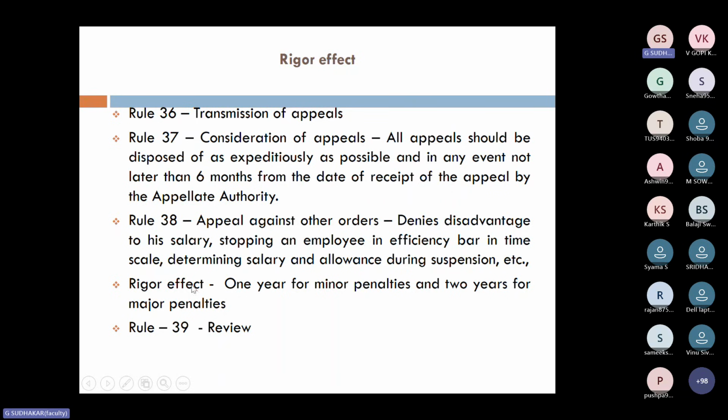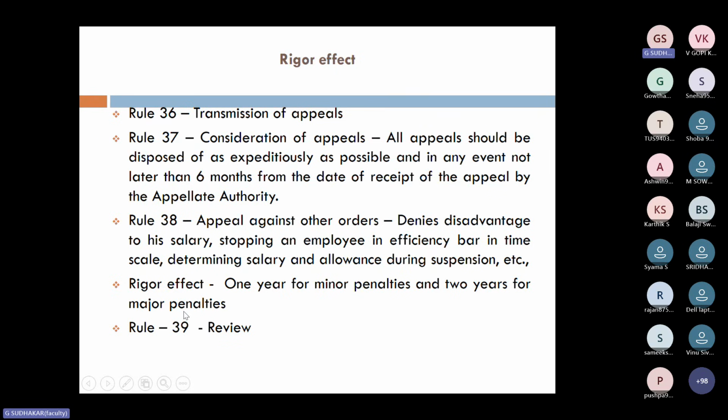Then rigor effect. What is rigor effect? One time this question has been asked. In case the employee is punished under minor penalty or major penalty, 1 year is rigor effect. That is, for 1 year he will not get his stagnation increment which is due, and he will not be considered for promotion for the particular year. This is for minor penalty. 2 years for major penalty.